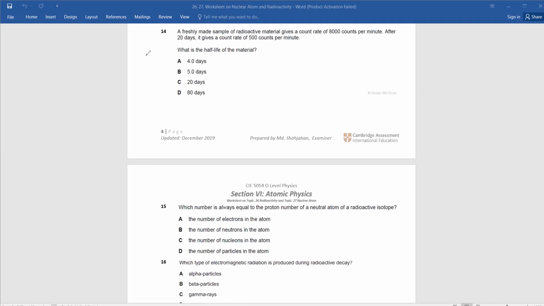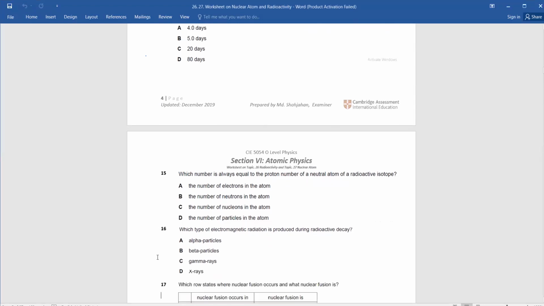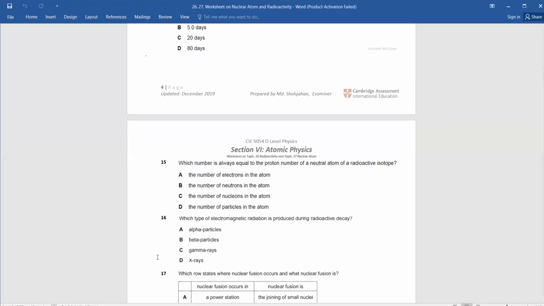Which type of electromagnetic radiation is produced during radioactive decay? Gamma rays. Yeah, gamma rays.